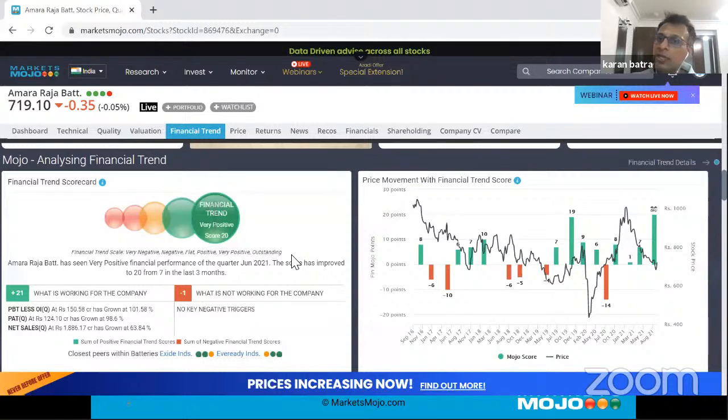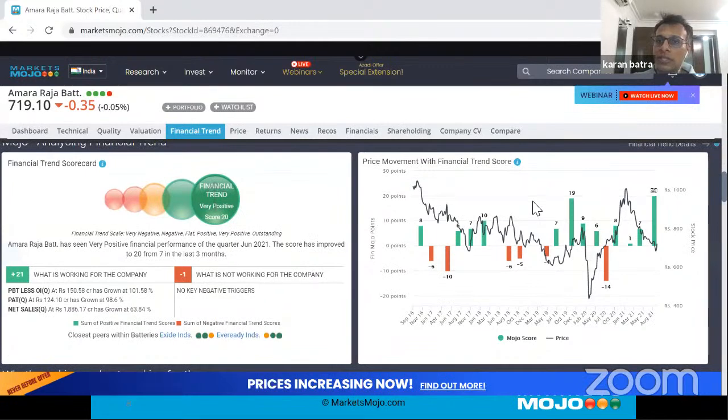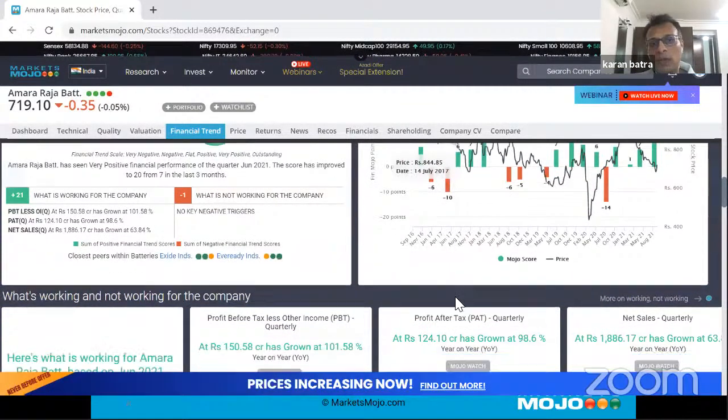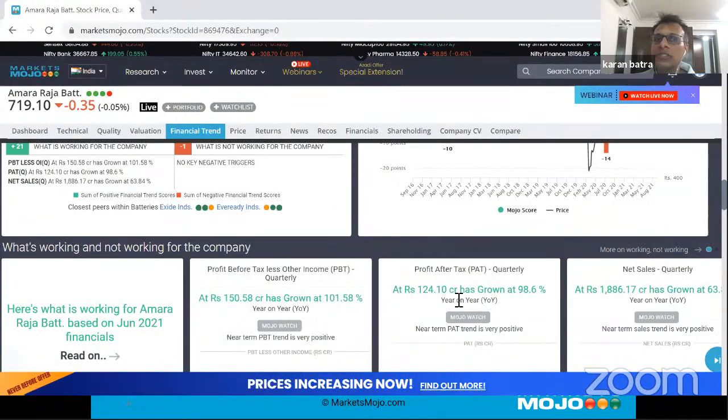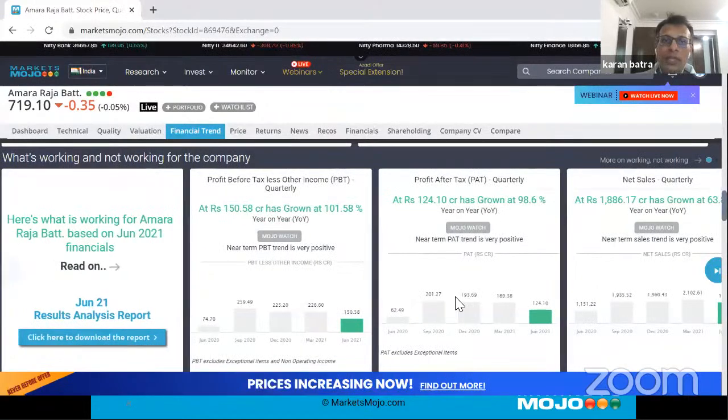Financial trend measures similar trend across all the parameters, across the results, the P&L, the balance sheet, the ratios, the cash flows, the shareholding numbers. So all that gets combined to form the financial trend. On the right, you'll also see a correlation graph of the company's financial trend versus its price. Now, going below, when you come down, you'll also see what are the different factors which have triggered either a positive or a negative financial trend.